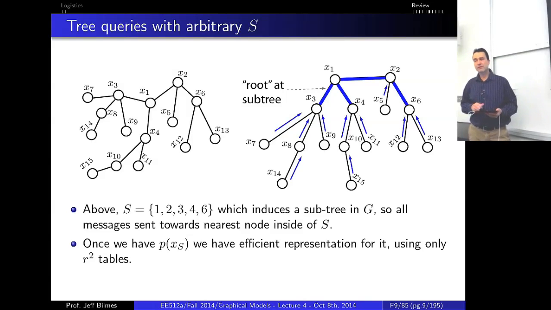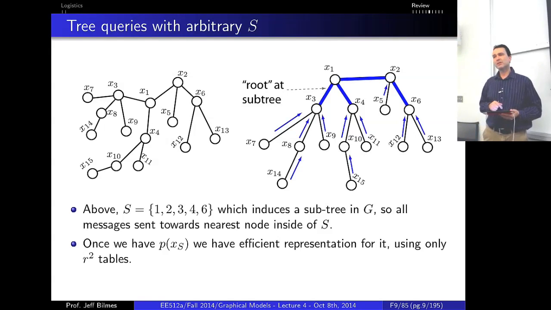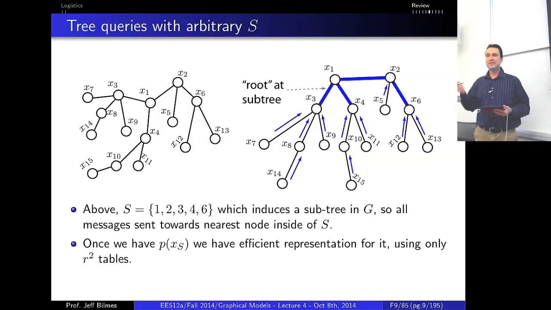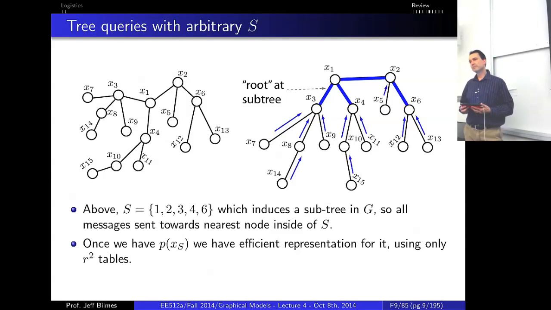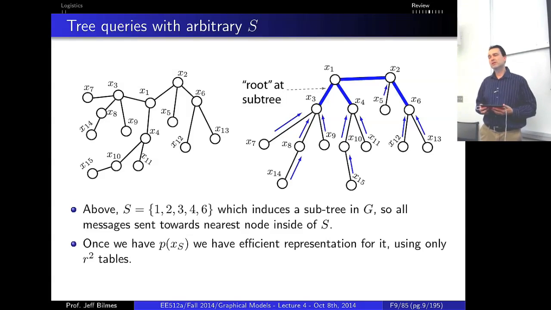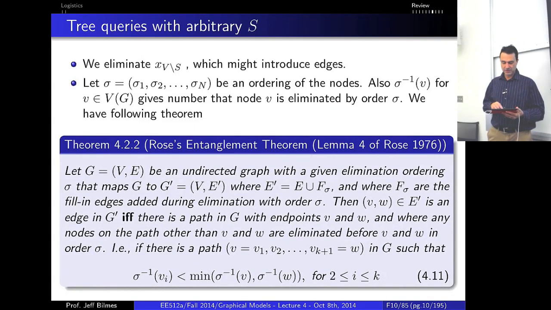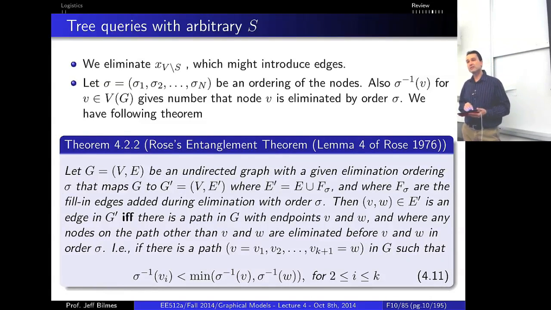We also talked about querying at an arbitrary S. If it was the case that S constituted a subtree of a tree, then that would be very easy. We would, in some loose sense, root the tree at the subtree and send messages towards that subtree. And then we would have a very nice representation of the set X of S that we're interested in. But in general, when we are interested in a query X of S where S is not a subtree, that induces additional edges in the graph.